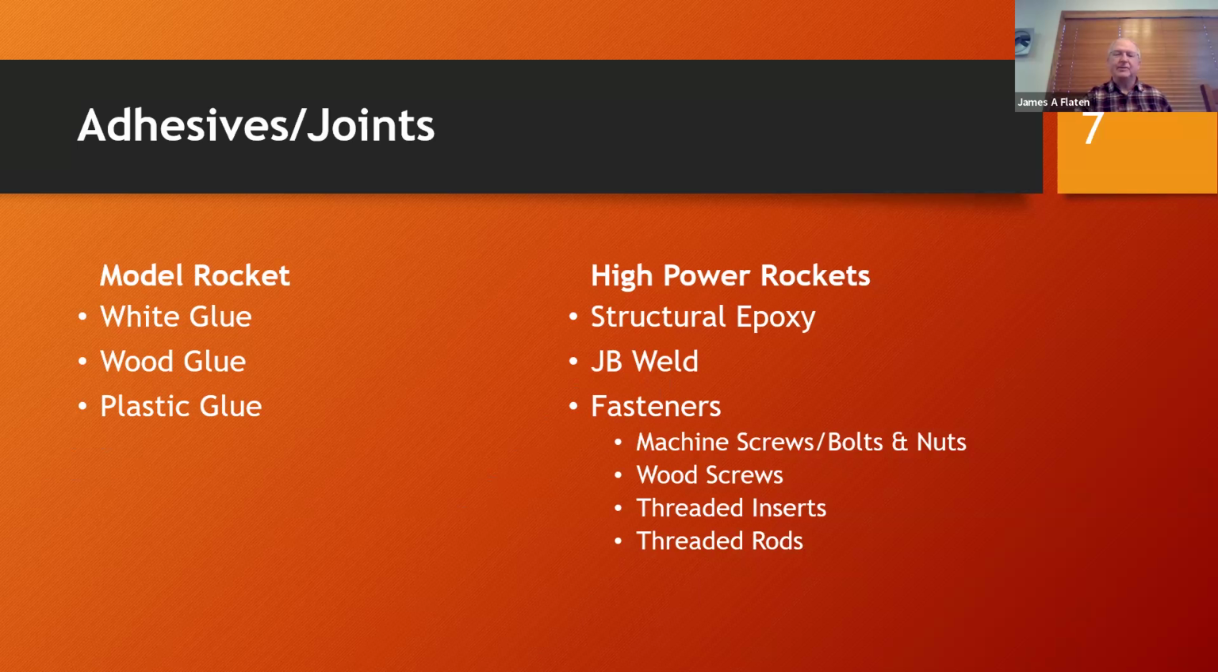So things that need to be glued together in the vicinity of the motor nozzle, which can get very hot during flight, will need something more serious, possibly JB Weld for its epoxy. And then certain parts of a high power rocket typically could be fastened together, not glued together.